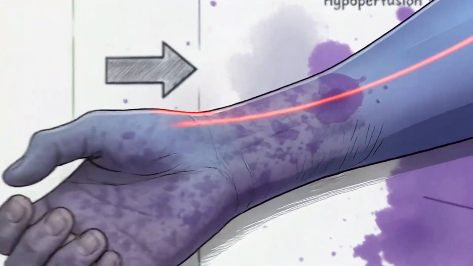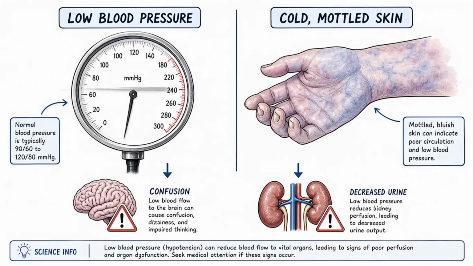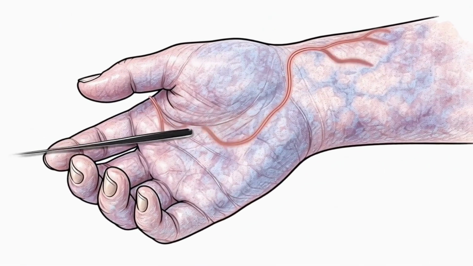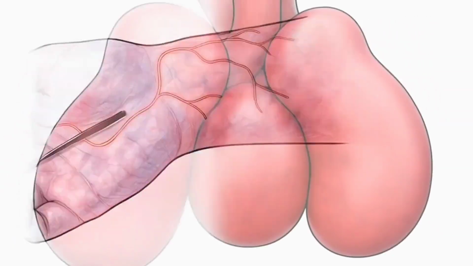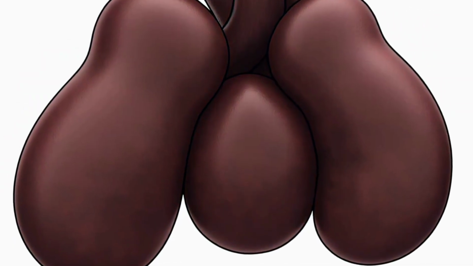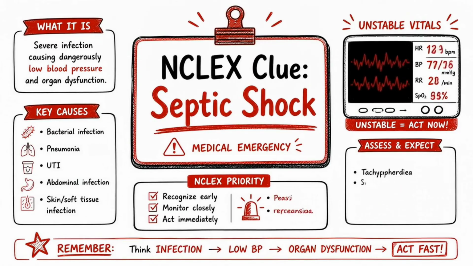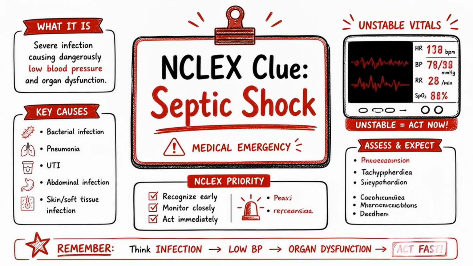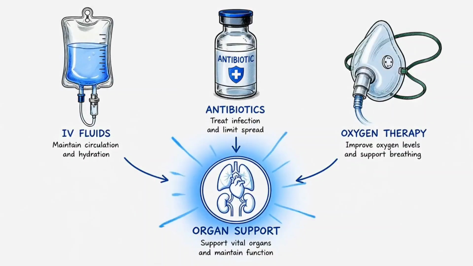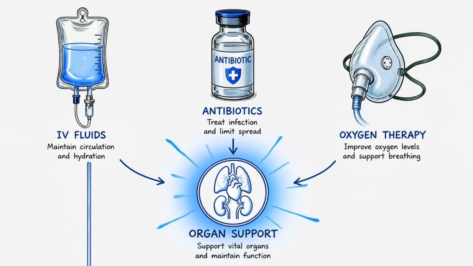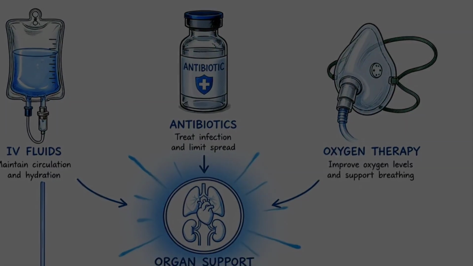However, as the condition worsens, the patient will begin to decline rapidly. Watch for hypotension and cool, mottled skin. Confusion and decreased urine output are signs that organ dysfunction is setting in. A major NCLEX clue for septic shock is an infection combined with unstable vitals. It is a race against time. Treatment priorities include rapid IV fluid resuscitation. You must also administer antibiotics and oxygen while monitoring for organ failure.